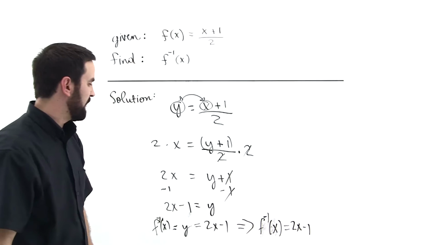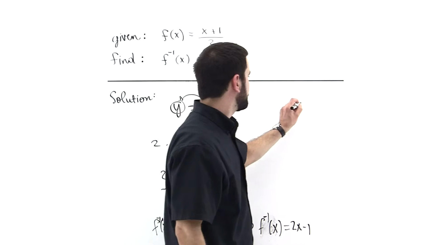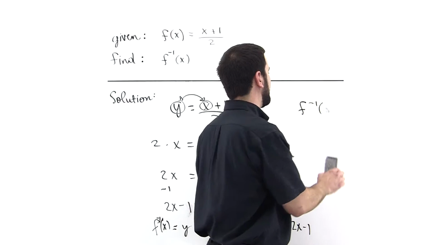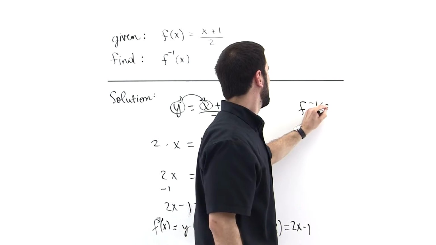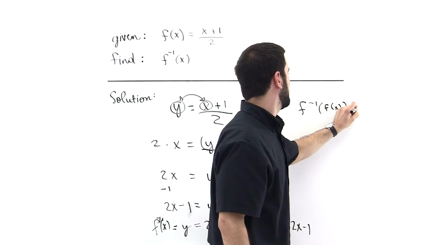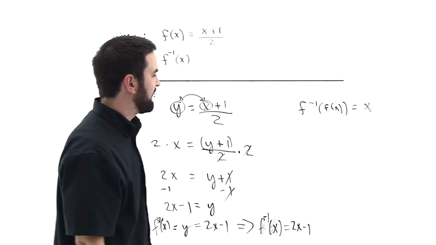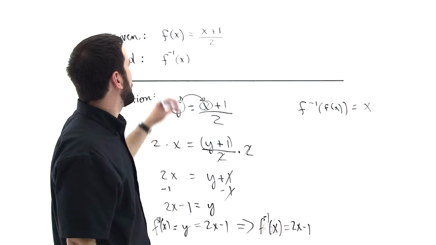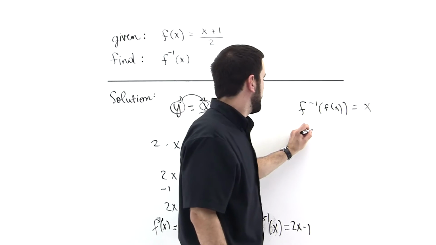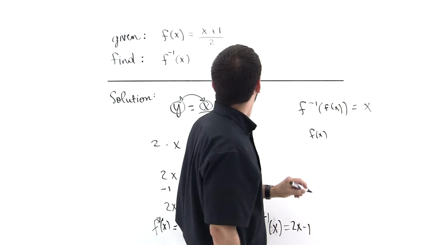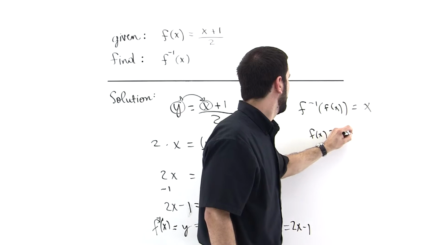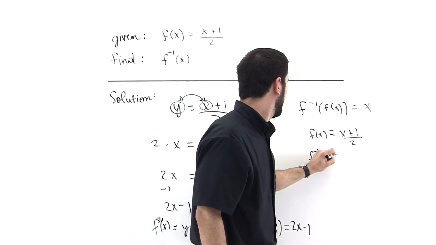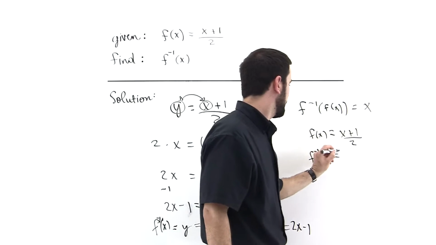Now we can check it. Because if you remember, f inverse of f of x should be equal to x. So this is a composite function. For composite functions, the first thing we do is write down the first one: f of x is equal to (x plus 1) over 2. And then f inverse of x is equal to 2x minus 1.